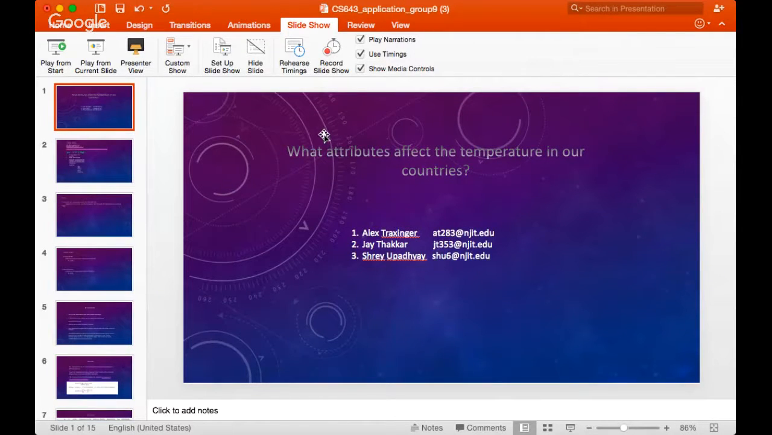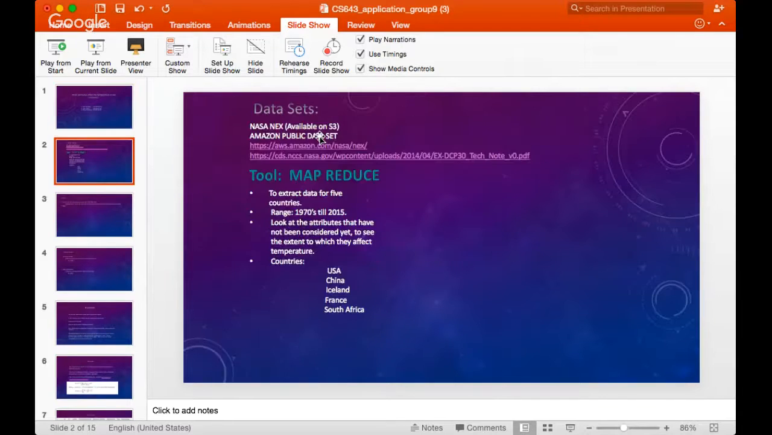Today we're going to talk about the attributes that haven't been talked about that cause an increase in temperature. A lot of people talk about CO2 causing an increase in temperatures and global warming, but people don't talk about the other gases that are also causing global warming. So we tried to figure out those and other attributes that also cause global warming.